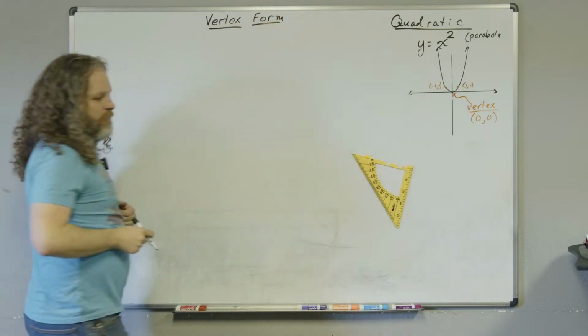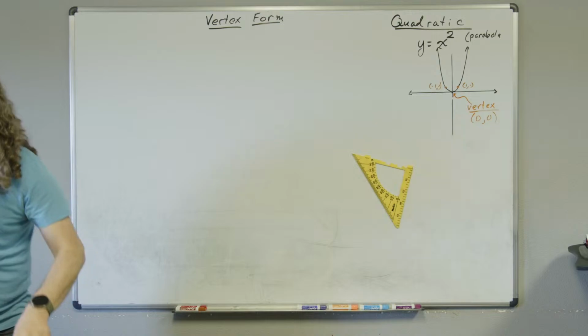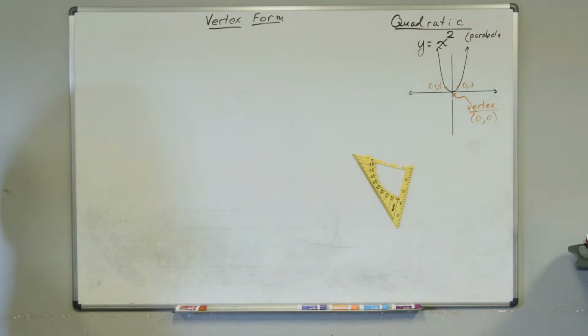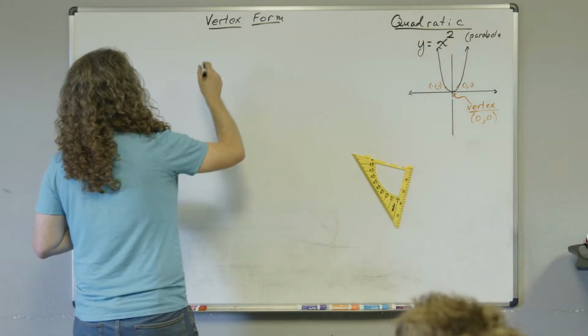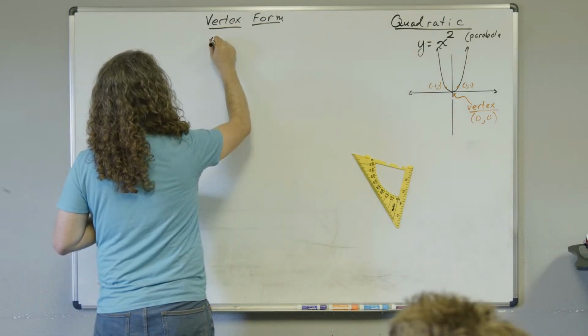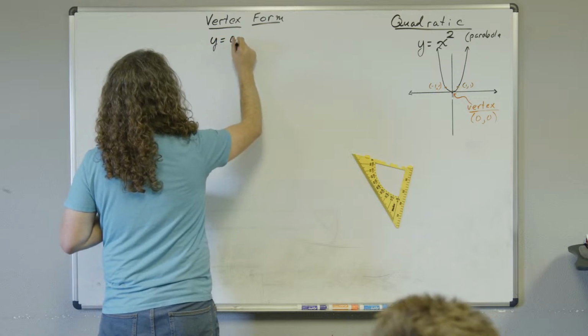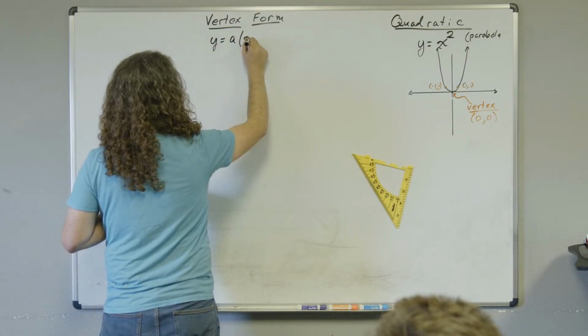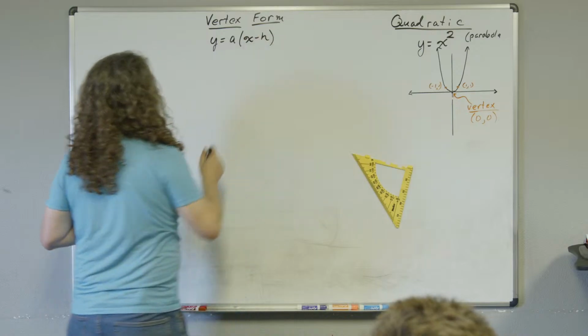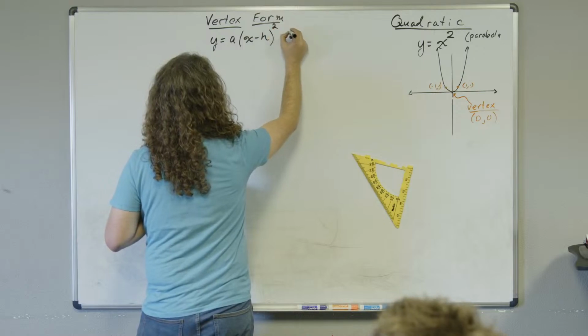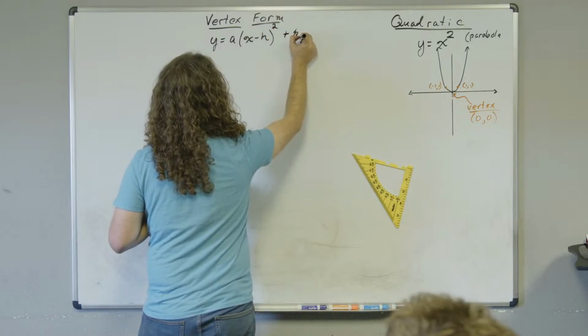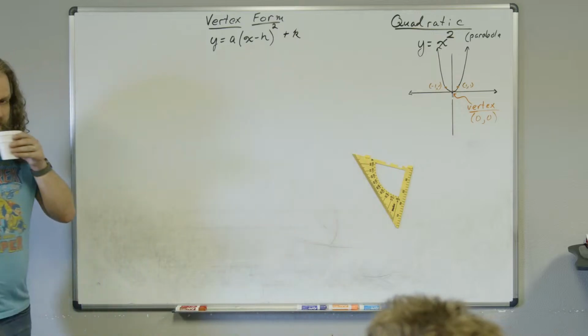You know, with a line, we can have it in slope-intercept form, right? y equals mx plus b. Or we can have it in point-slope. y minus y1 equals m times x minus x1, right? We can put it in different forms, right? And the different forms tell us something. Vertex form is very useful for a quadratic, and it looks like this. It looks like y equals a times (x minus h) in parentheses squared plus k, right?